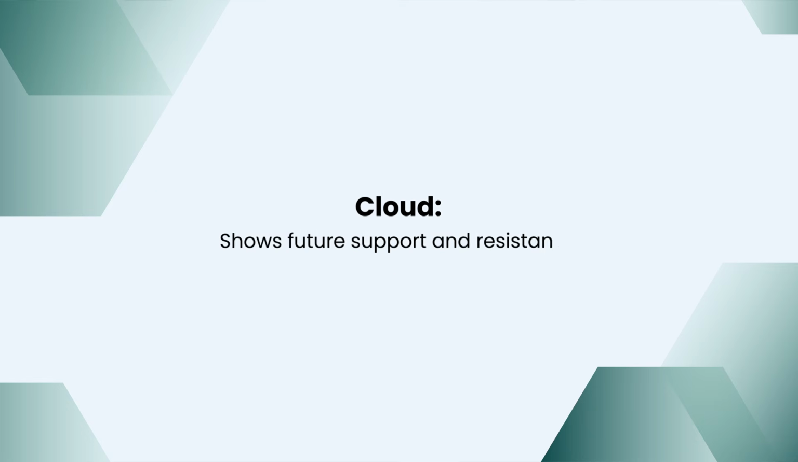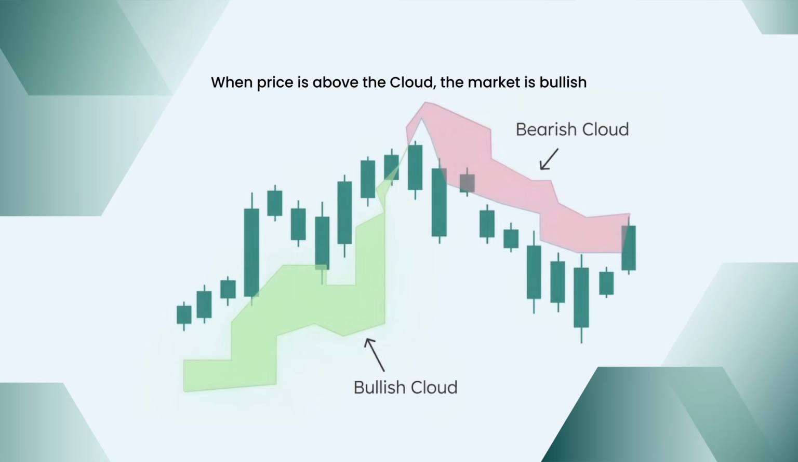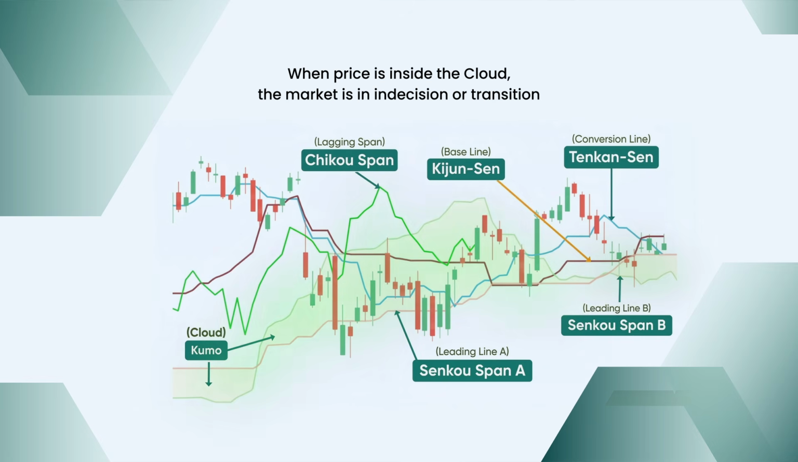The cloud shows future support and resistance. When price is above the cloud, the market is bullish. When price is below the cloud, the market is bearish. When price is inside the cloud, the market is in indecision or transition.